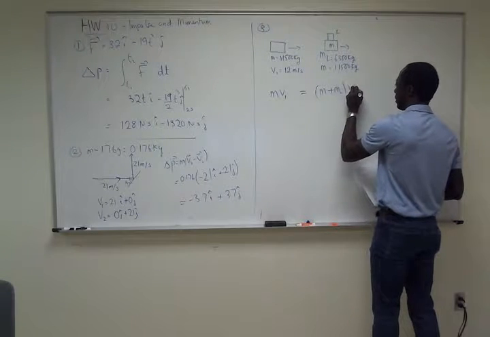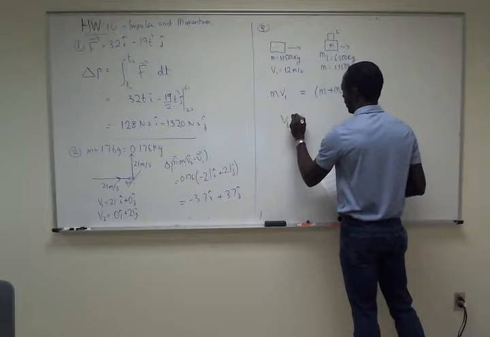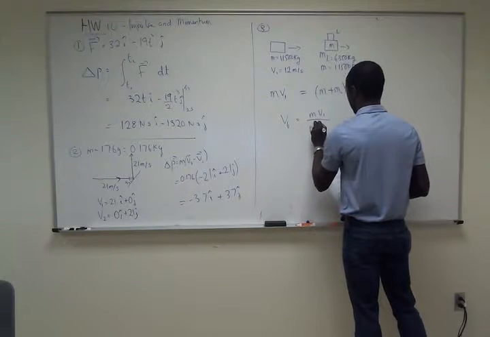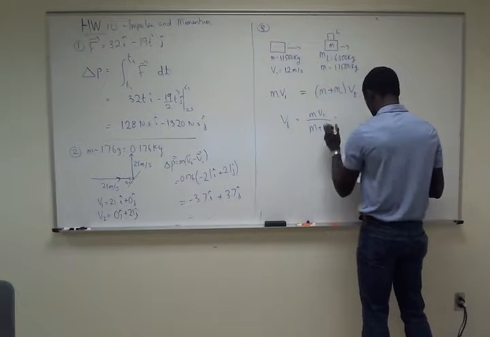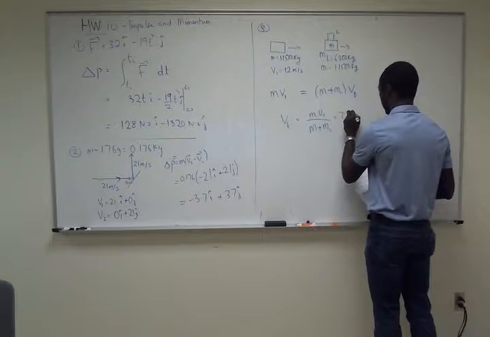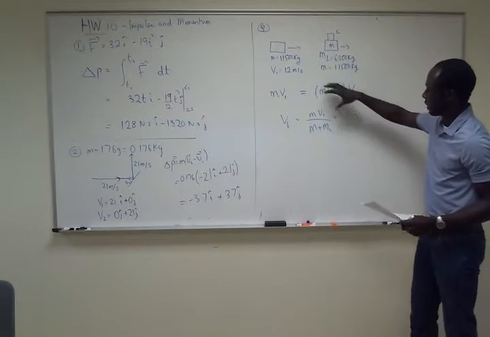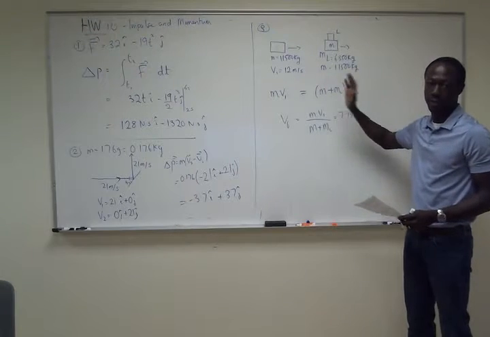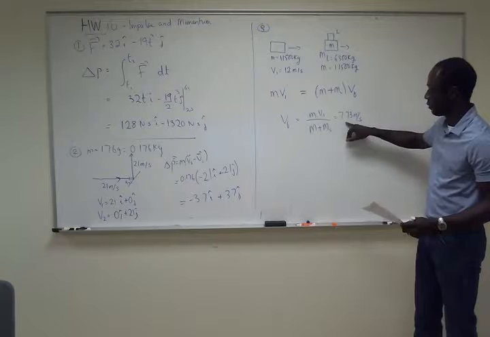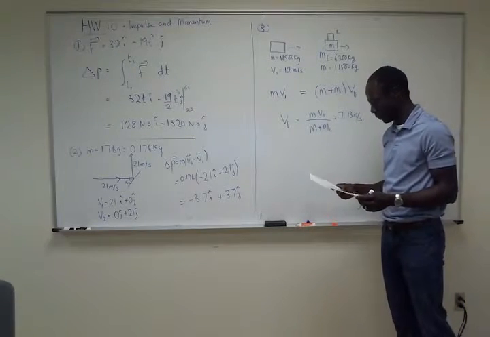So on this side you have the mass of the railroad car plus the mass of the load multiplied by the final velocity. The final velocity is equal to m times v1 divided by m plus the mass of the load, which comes up to be 7.73 meters per second. So you expect the car to move at a slower speed to conserve its momentum relative to its initial speed. The final answer has to be less than the initial speed of the car alone.